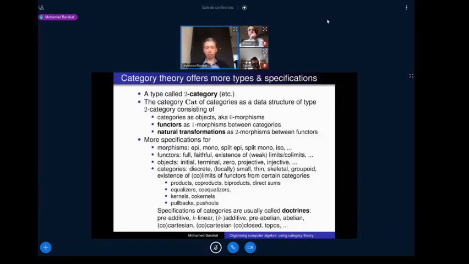So pre-additive, a generalization of this is called k-linear. So if you specify the commutative ring k to be the integers, you will recover pre-additive. You have then k-additive, pre-abelian, abelian, co-Cartesian, co-closed, topos, and so on. So it goes as far as you like.